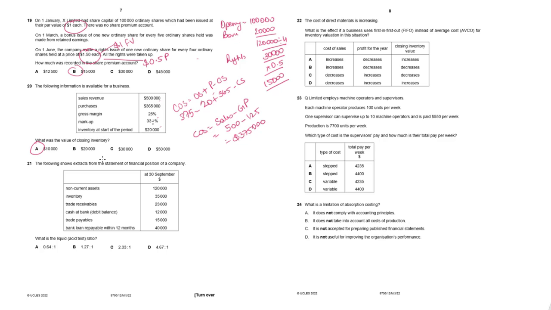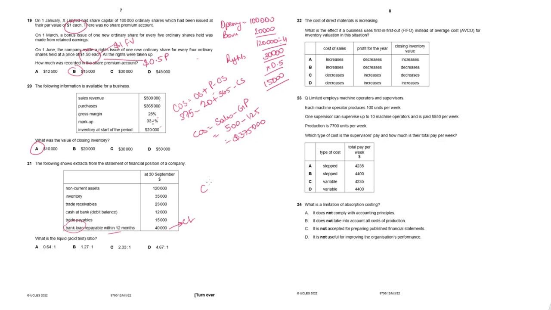The following shows extracts from statement of financial position of a company: non-current assets, inventory, trade receivables, cash at bank, trade payables, bank loan repayable within 12 months. Even though it's a bank loan, it's repayable within 12 months, so this becomes a current liability, keep in mind. What is the acid test ratio?